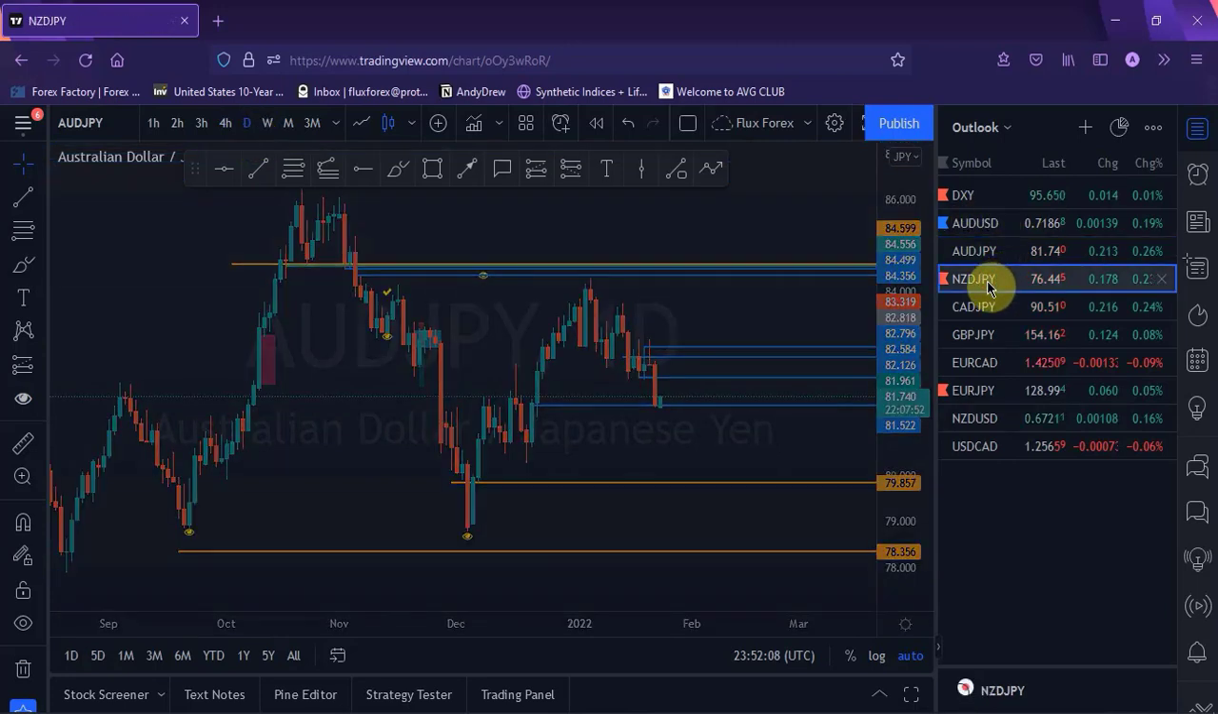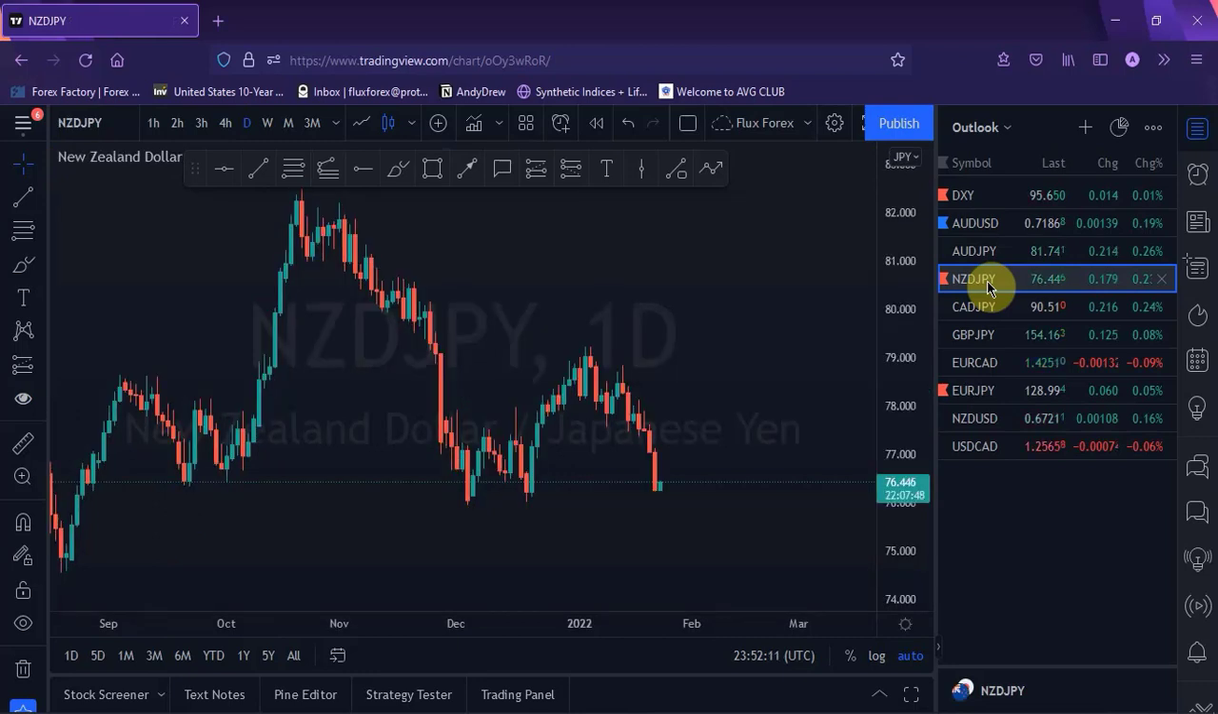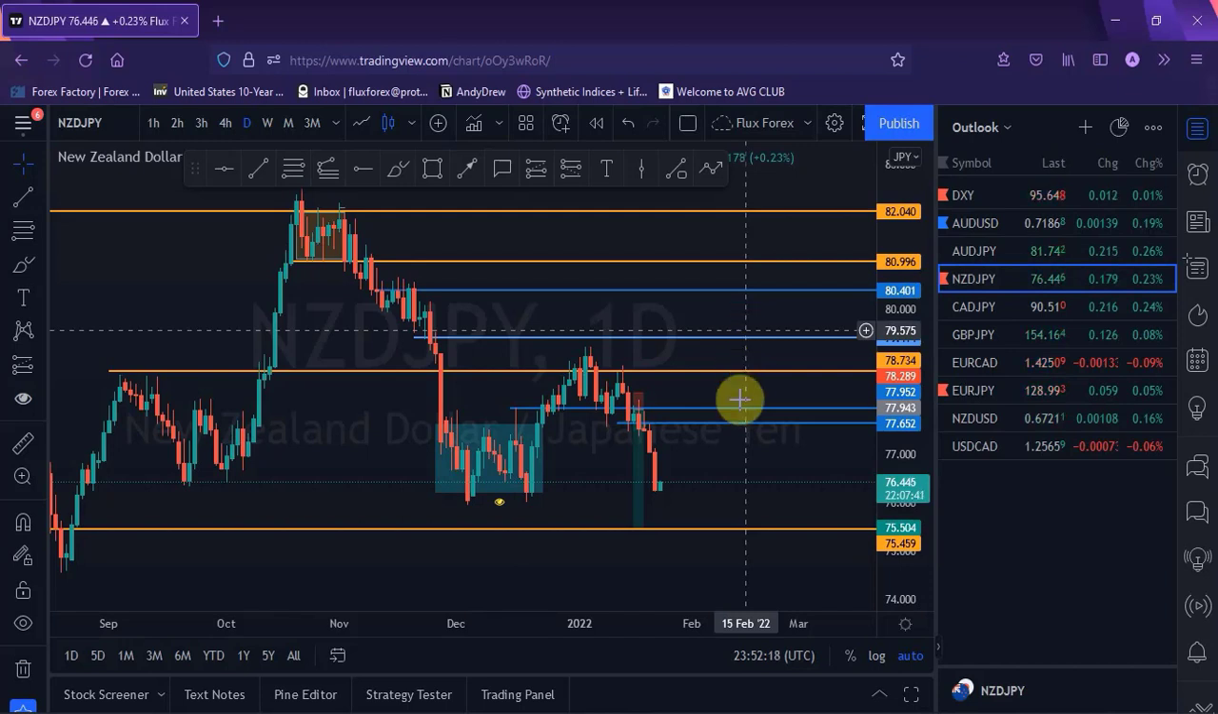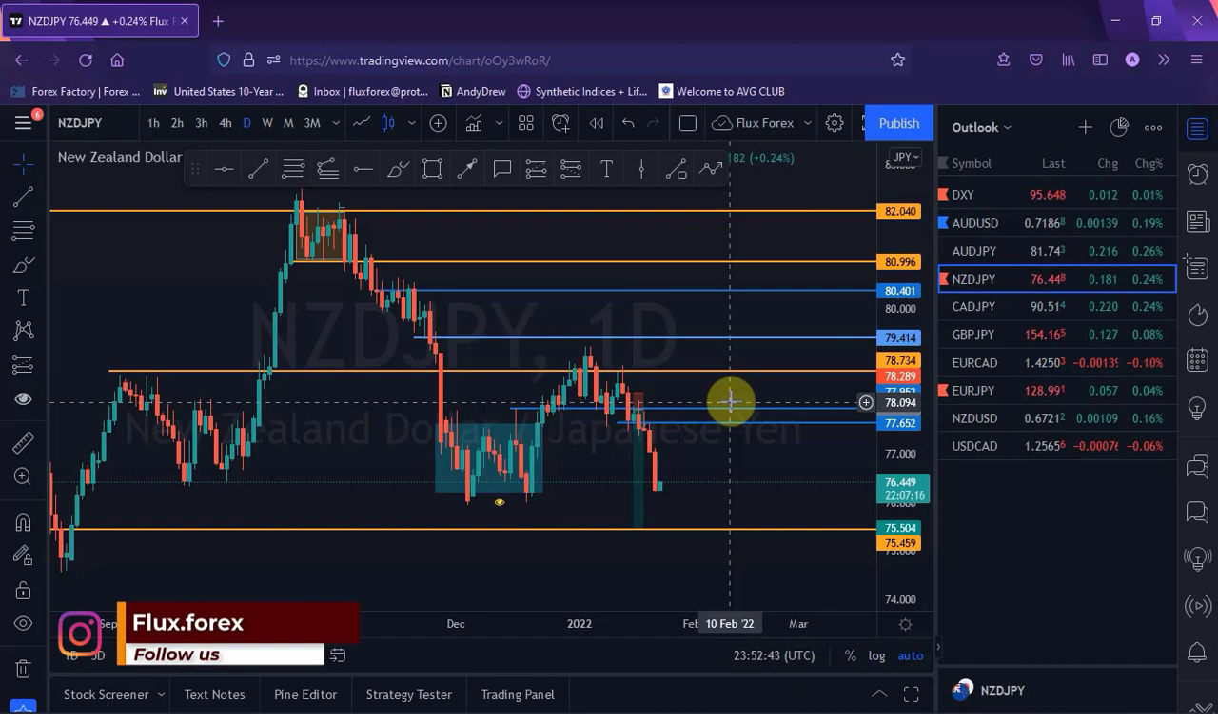So NZDJPY last week we banked some profit. I posted a signal in my free community, and I'm sure if you're in my free community, you didn't miss this, because we smashed a lot of pips. Last week I posted just 3 signals: 1 signal in my free community and 2 signals in my VIP community.